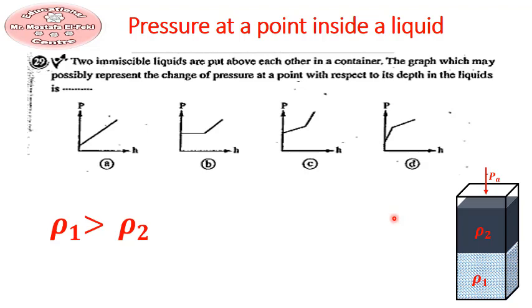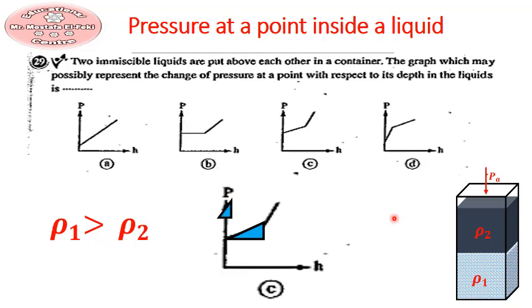Since rho 1 is more than rho 2, in this graph the slope of the first straight line is greater than the slope of the second straight line. This means that the density rho 1 is greater than the density rho 2. Large slope indicates rho 1, smaller slope indicates rho 2.